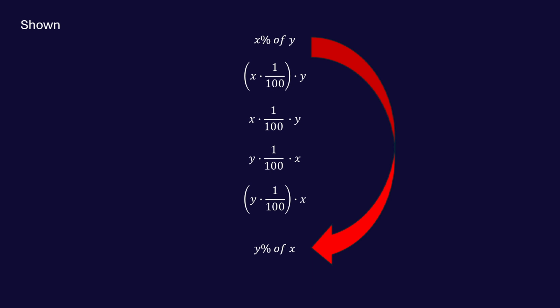So, using the two rules shown on the previous slide, we get that x percent of y is the same as y percent of x. You can just rewrite them. And that explains the case on the first slide, which is 50% of 20 is the same as 20% of 50. So that's it.